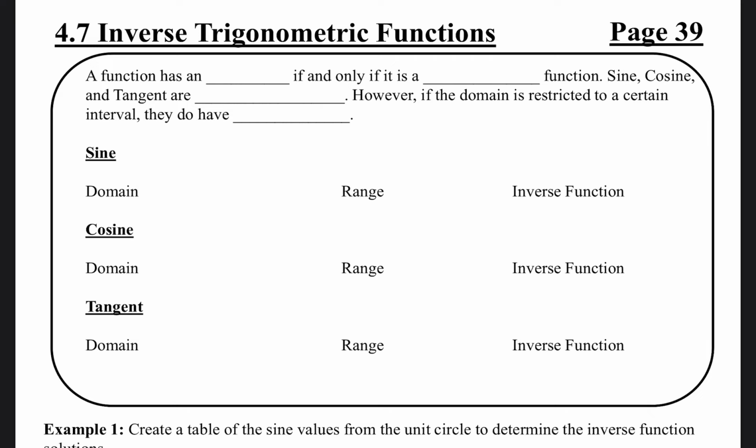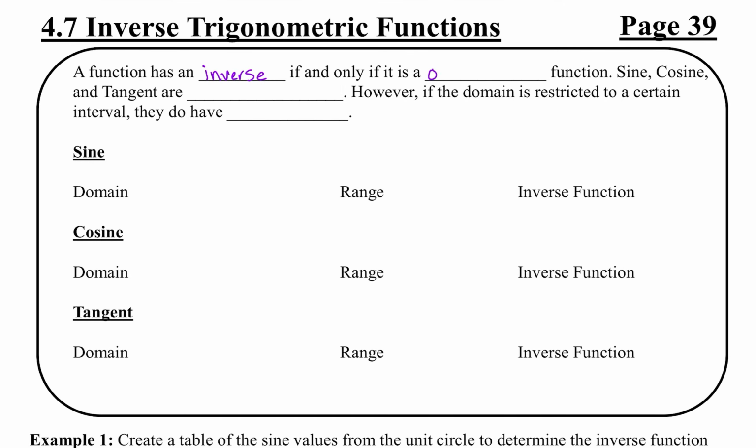So first thing is we got to fill in this text up here. It says a function is a blank if and only if it is a blank function. So we know that from the beginning of the year, this is way back at the beginning of the year, we know that a function is an inverse if and only if it is a 1-to-1 function.